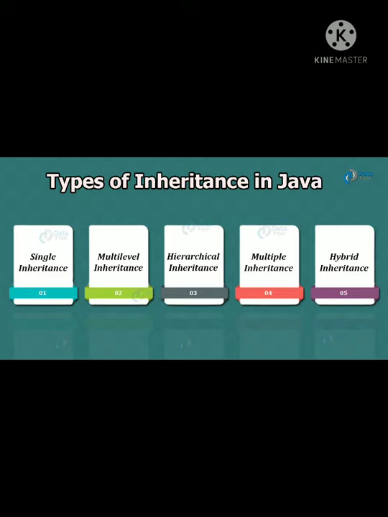Now we have to see the types of inheritance in Java. As seen in the picture, there are 5 types of inheritance. First one is single inheritance, second one is multi-level inheritance, third one is hierarchical inheritance, fourth one is multiple inheritance, and last one is hybrid inheritance. Now let's see this in detail. First one is single inheritance.